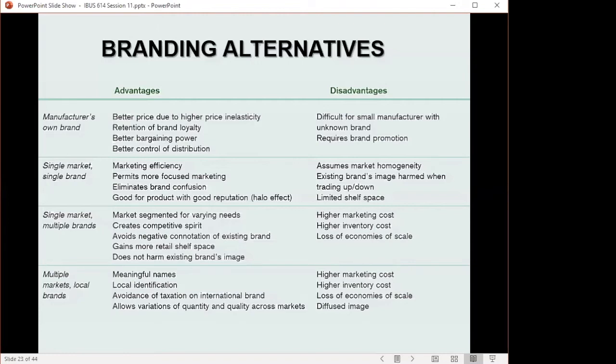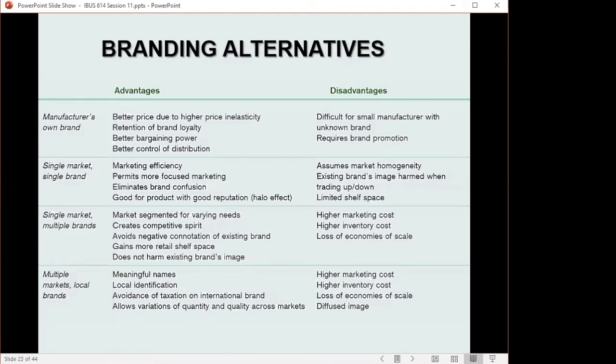And here, when it is the manufacturer's own brand, it first of all enhances the ability of the manufacturer to get a better price. Because once the manufacturer's name is on it, people know what to expect. And therefore, even if the price changes slightly, because of the value they know they are getting, they will not mind. Hence, the high price inelasticity. And because they know the manufacturer and what to expect from the manufacturer, they are loyal to the brand. And it gives the manufacturer a higher bargaining power and control of their distribution when it comes to selling to their customers.